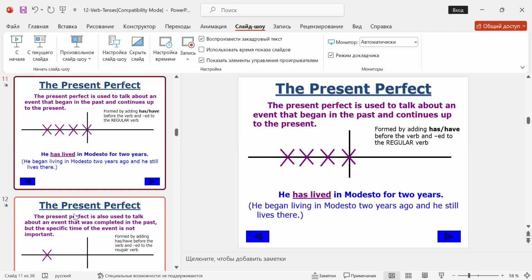Next, present perfect. The present perfect is used to talk about an event that began in the past and continues up to the present. The action has not stopped now. He has lived in Modesto for 2 years. He began living in Modesto 2 years ago and he still lives there.